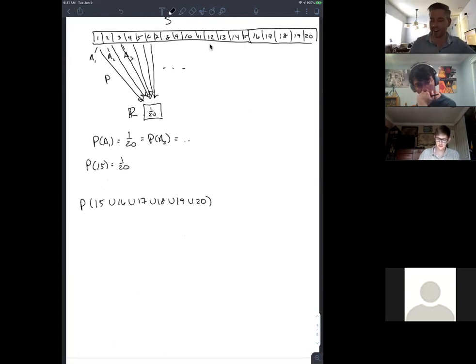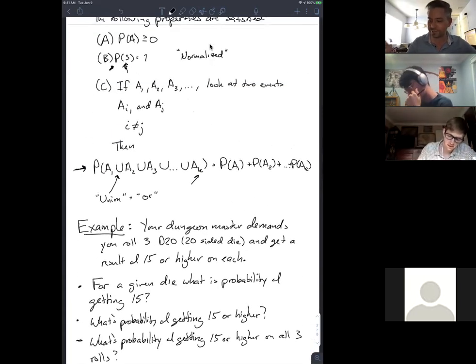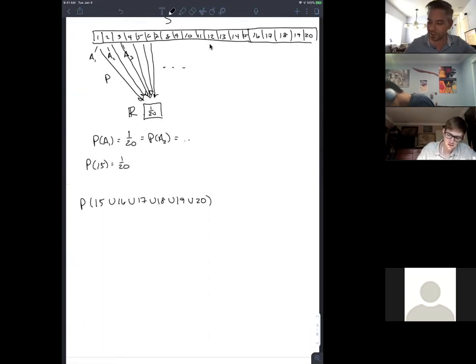Okay, so to get 15 or higher, you would get one of these outcomes, one or the other. You're not going to get all of them at the same time. So in other words, what we're talking about is this property that we talked about earlier: to get the probability of getting 15 or higher, you just add up each of the individual probabilities. So this is just 1 over 20. You add it up 1, 2, 3, 4, 5, 6 times. In other words, the probability of getting 15 or higher is 6 out of 20. Make sense? So this is the probability of 15 plus.